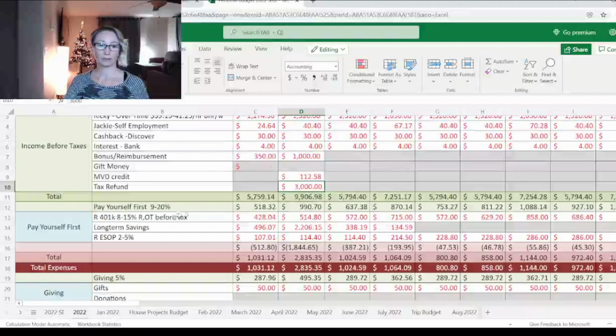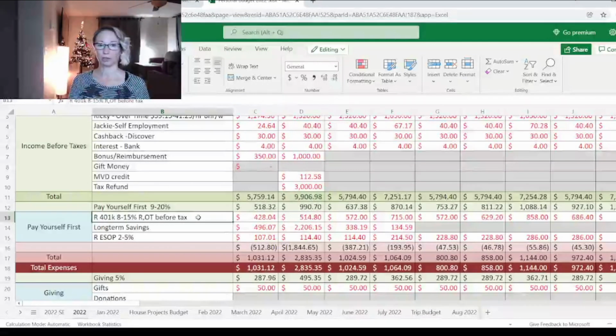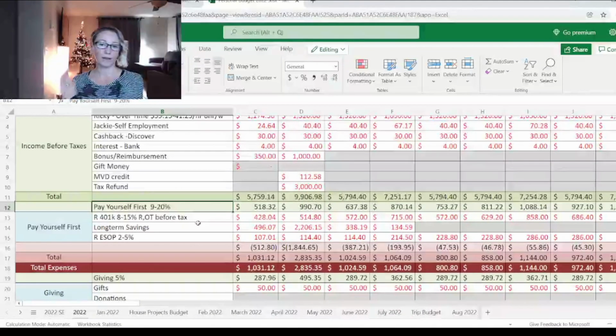Now, paying ourselves first, you're going to see we have some changes from what you might have seen in the template form. So we're starting off the year investing 9%. We want to be investing 20% of Ricky's income by the end of the year. So I'm increasing our investments by 1% every single month, and by November we'll be at 20%.